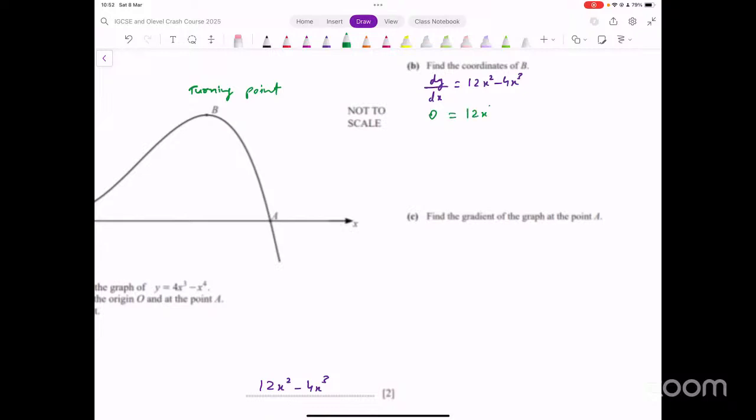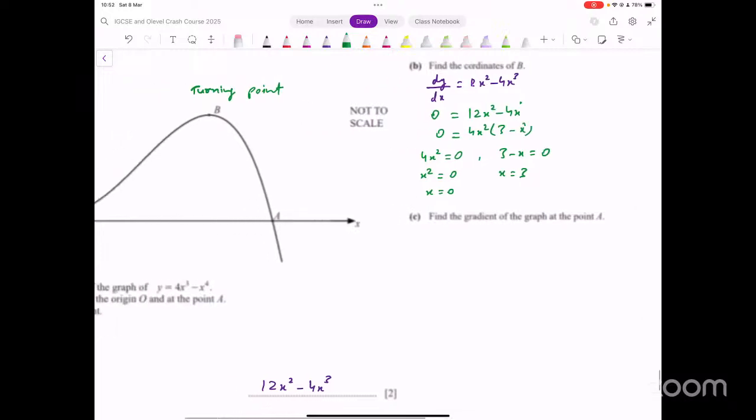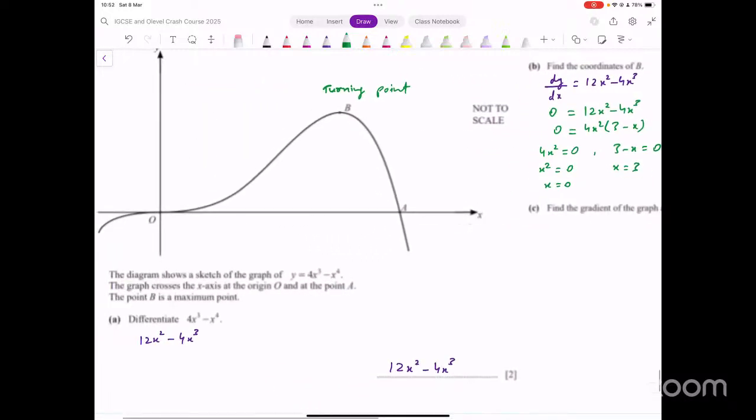That gives you 12x squared minus 4x cubed equals 0. You can take 4x squared common. That leaves you with 3 minus x, which means either 4x squared equals 0. It's a product, right? That means either the first thing is equal to 0 or the second thing is equal to 0, or 3 minus x equals 0. The first one gives you x squared equal to 0 and then x equal to 0. The second one gives you x equal to 3. These are the x coordinates. Now, one of them is 0.